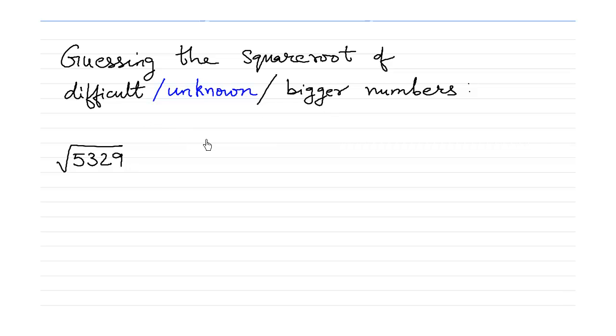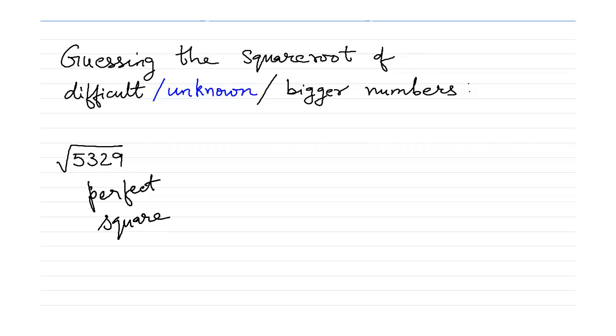Now we are going to learn how to know the square root of big numbers or unknown numbers. For example, if I tell you, what is the square root of 5329, you may be saying, I don't know. So let us see how to at least guess the square root of this number, provided this number is a perfect square. Perfect square means a number whose square root is very easy to find, and that's not an irrational number.